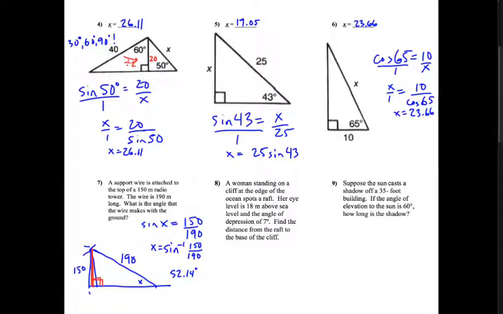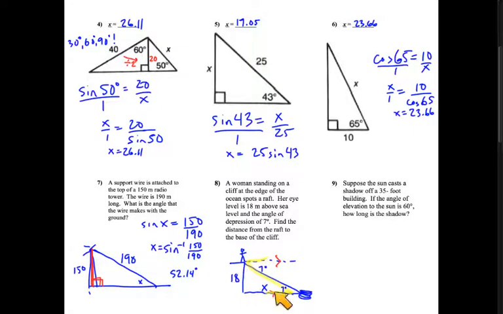A woman is standing on top of a cliff. Okay, there she is at the ocean. She spots a raft. Her eye level is 18 meters above sea level, so that 18 goes up there. This angle of depression, here's something we haven't talked about in 2020. This is where the angle of depression is, and its horizontal is what happens from here and here, so it makes alternate interior angles, a 7-degree angle down there as well. What is the distance from the raft to the base of the cliff?